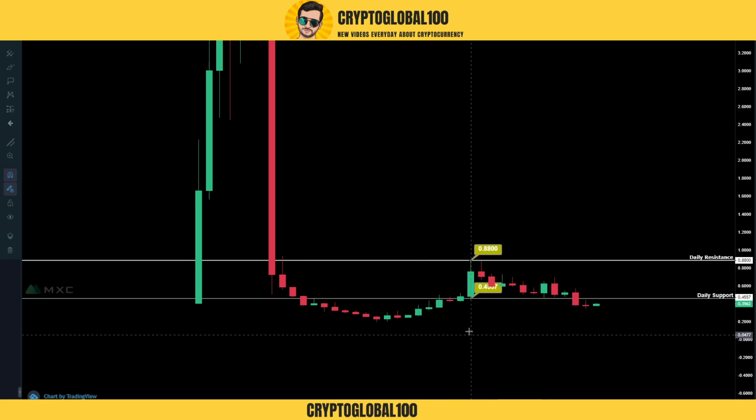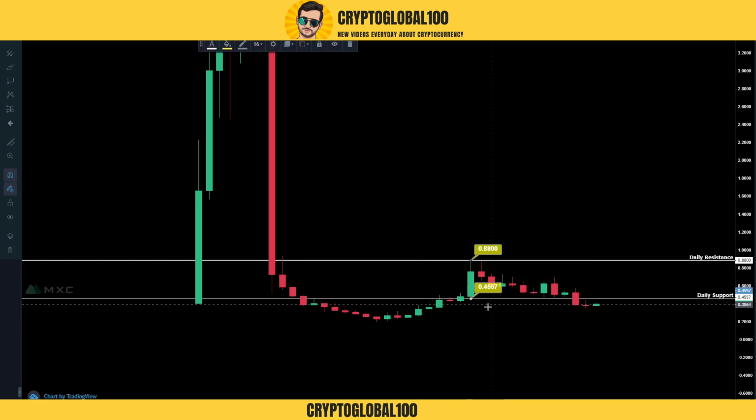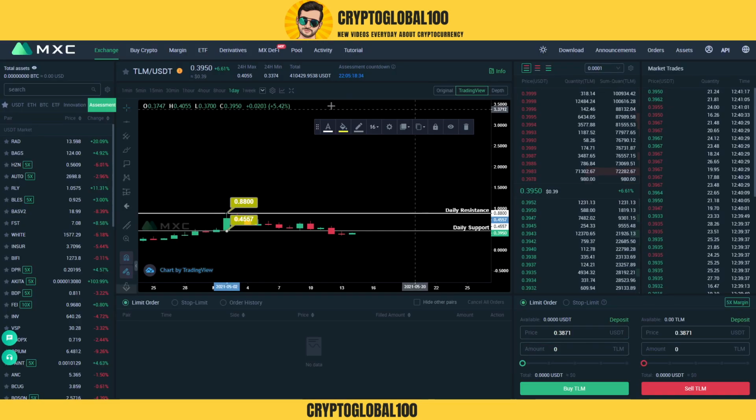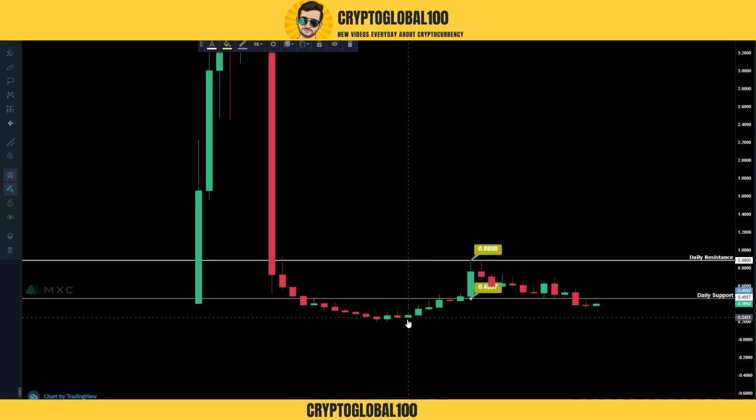Okay, that would be good. I'm going to make it here. This one is 0.45 and 0.88. These are the good key levels, support or resistance.